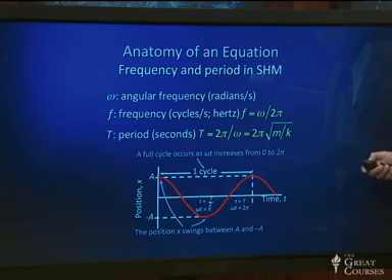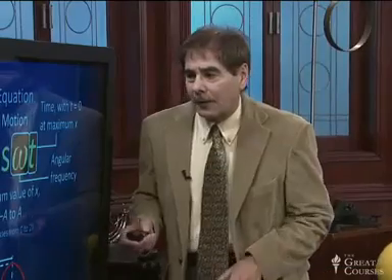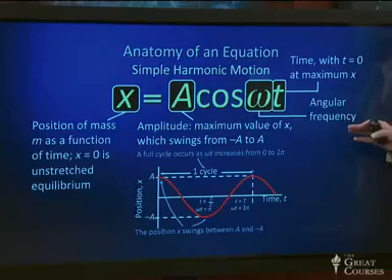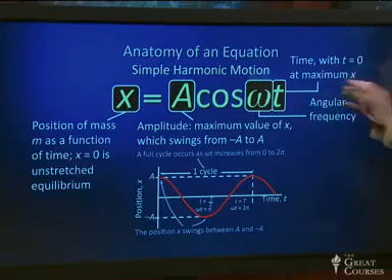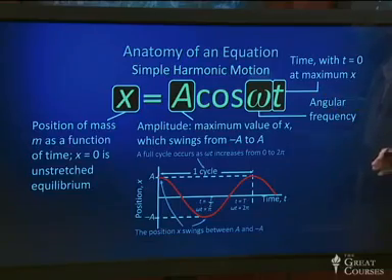Now that's a lot of math. But don't take my word for it. Let's just put that equation up here, and let's do an experiment that shows that indeed that is the equation for the motion of a mass on a spring.